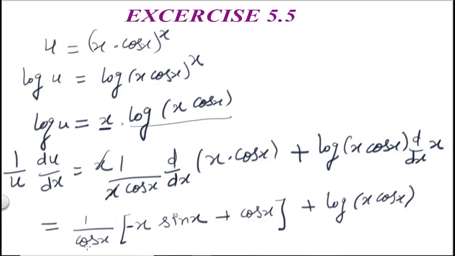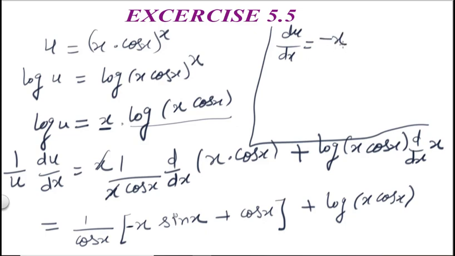Now what you do? You can multiply this cos inside this. So actually what will you get? Let me write here. You will get du by dx equals, when you multiply this cos inside, the first term will be minus x. Sin x upon cos x will become tan x. Okay. Plus cos x into 1 upon cos x will become 1. So this will be the first term.